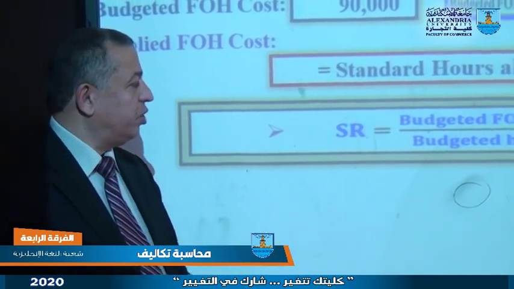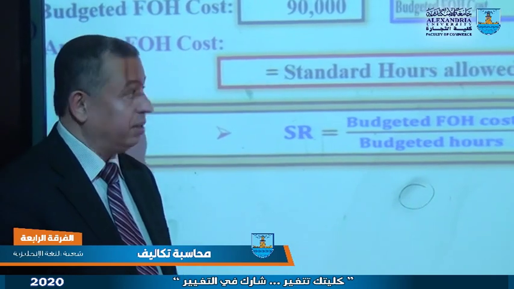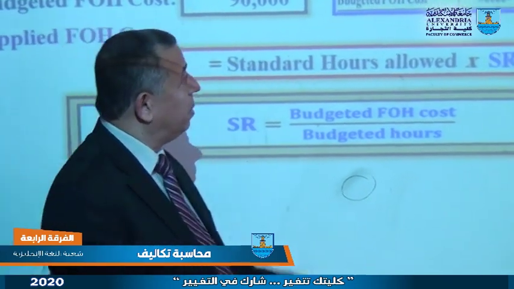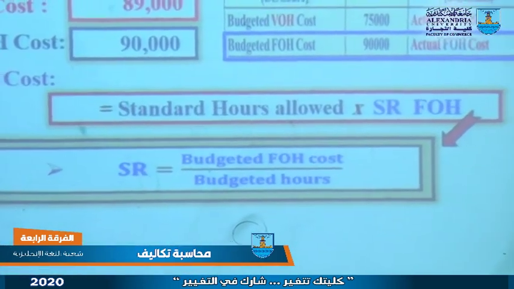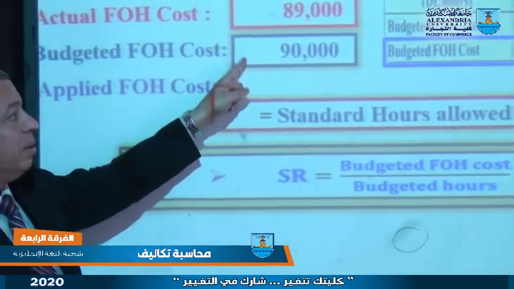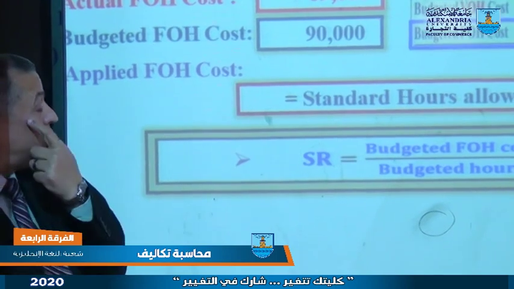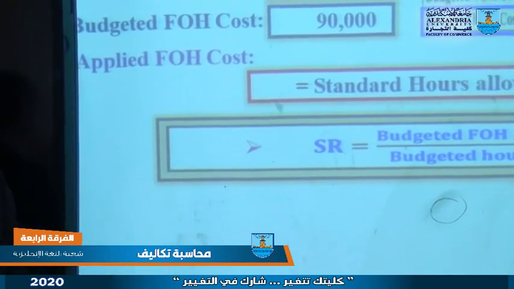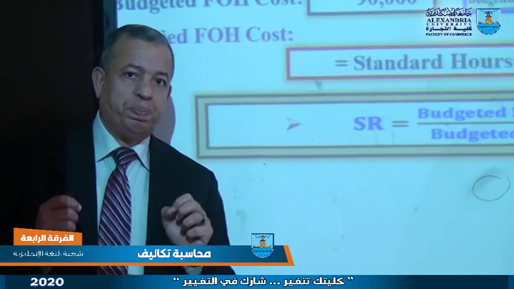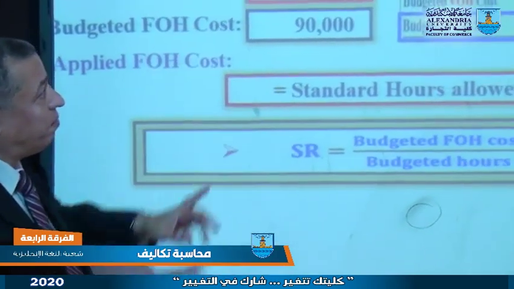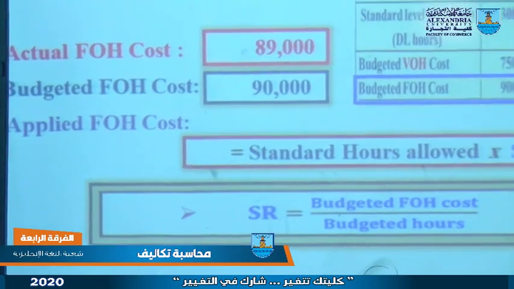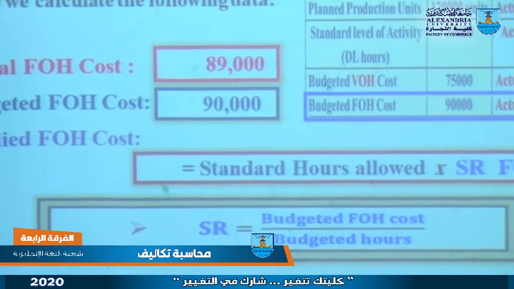So how do we calculate the standard rate for fixed? Here I have my budget, and I need the budgeted hours, because the rate is per hour, not per unit. So I will go to the budget amounts and choose hours. How many hours do I have?